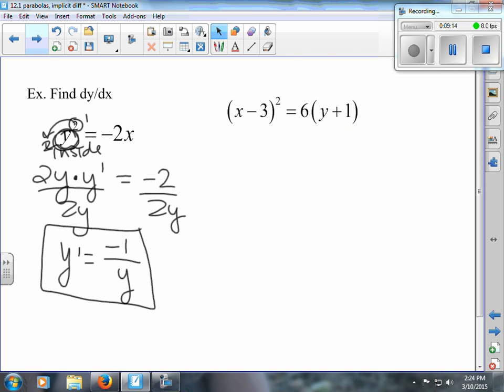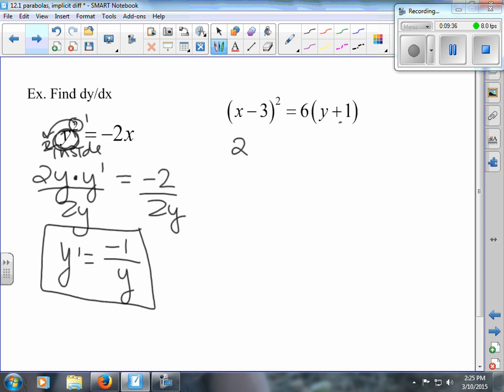All right, next example here. X minus 3 quantity squared equals 6 times y plus 1. So this is also a parabola, right? This parabola opens upwards, and the p is 6 over 4 or 3 over 2. And your vertex is 3, negative 1. Okay, but I don't want to know about the parabola. I want to do the derivative of this. So I want to know what y prime is.